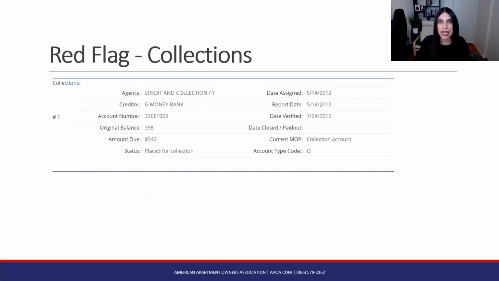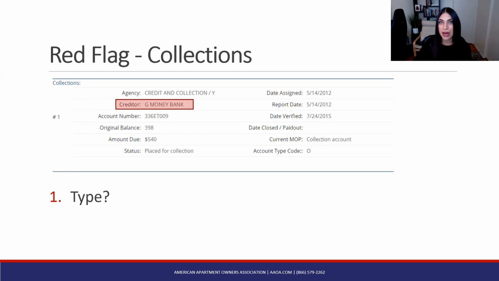All right, collections. So what do we want to look at on a collection account? First of all, we always want to look at the type of collection. There are many types of collections. Medical collections are one of the most common collections you'll see on a credit report. Unfortunately, a lot of people do get unexpectedly ill. They're not able to pay their medical bills. It does get posted on their credit report, although most credit score models will not really factor that into their score if it's medical.